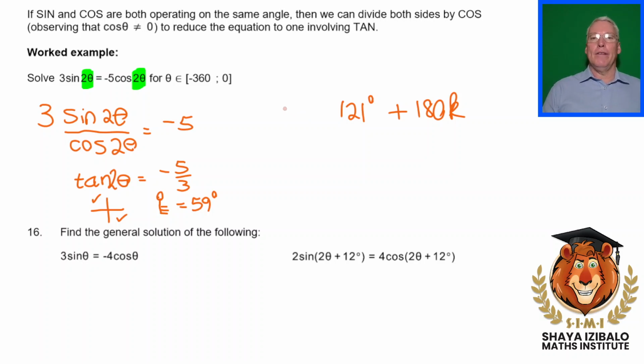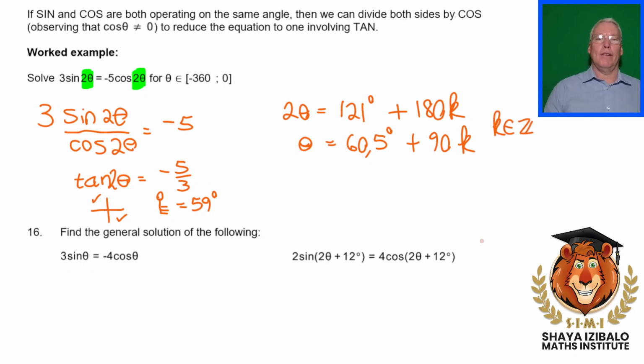Now, this is not theta, this is 2 theta. So in fact, theta will be 60,5 degrees plus 90k. And that will generate all the solutions that we need, remembering that k is an integer.